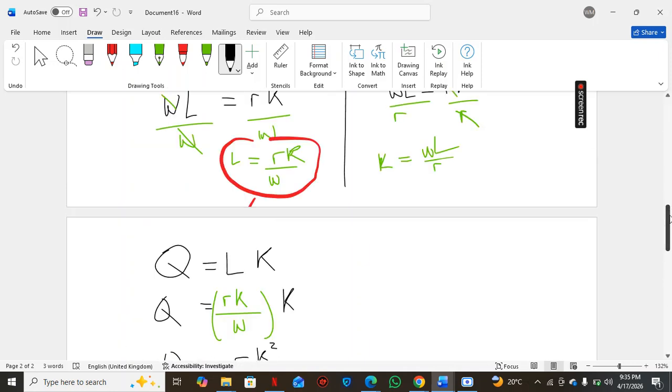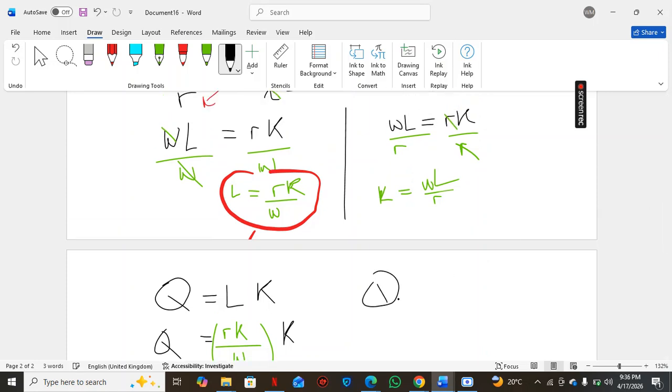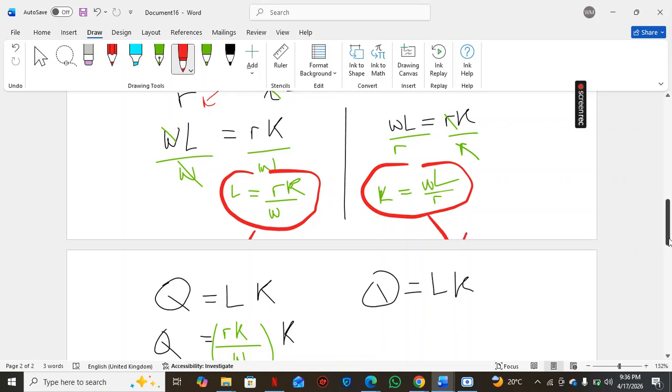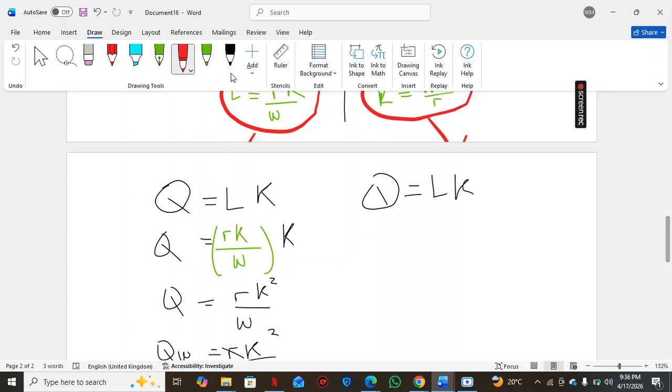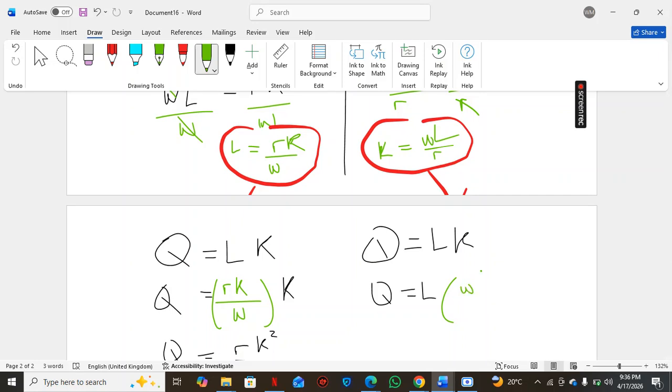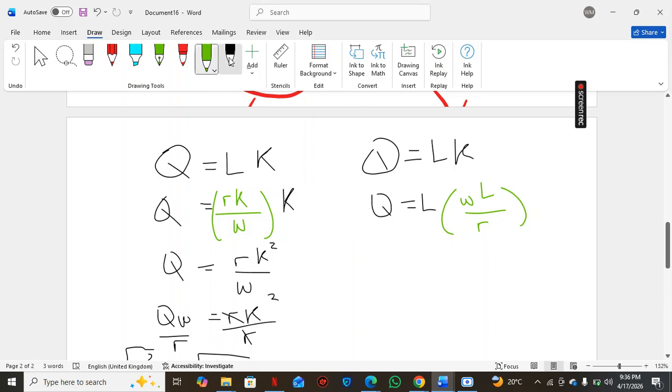Yes. And we do the same for L. Okay. Q equals LK. So this expression K equals WL over R, substitute it there. Okay, so Q equals L multiplied by WL over R. So L times WL, you get WL squared over R.